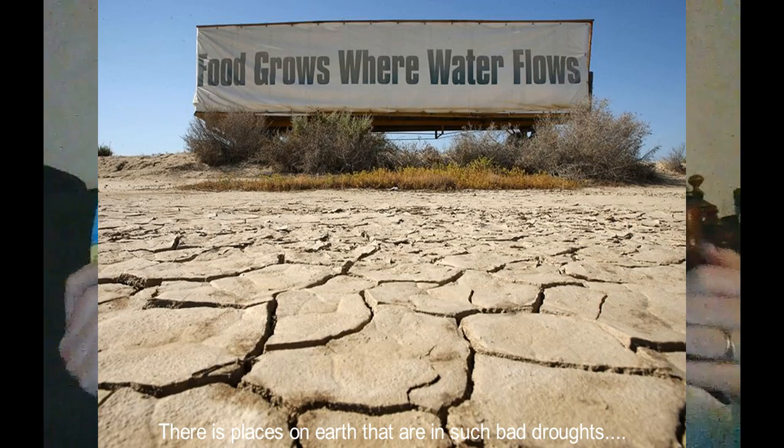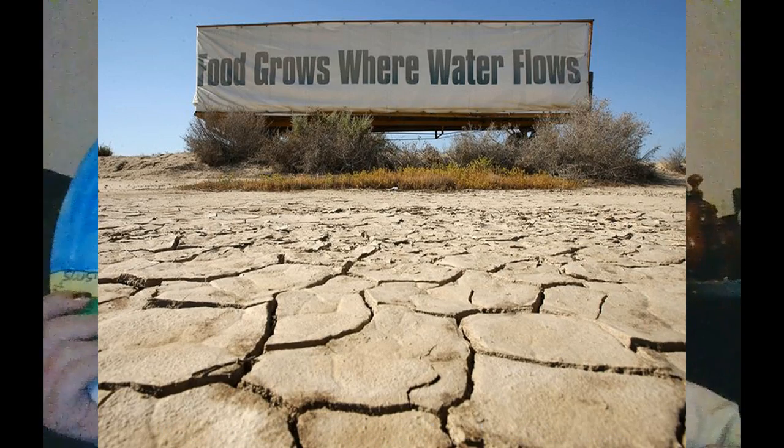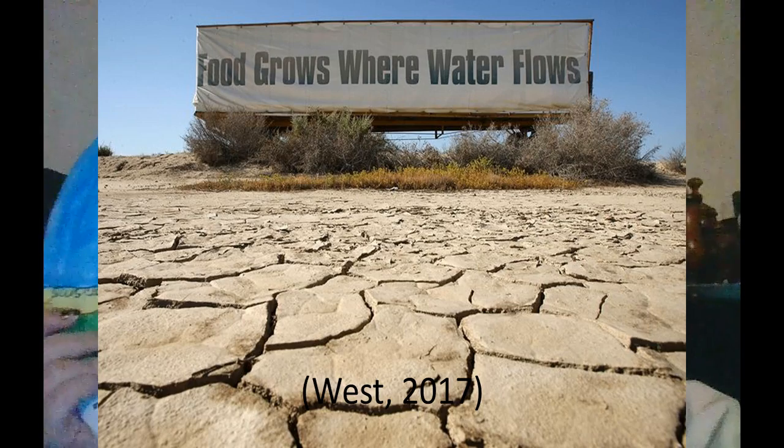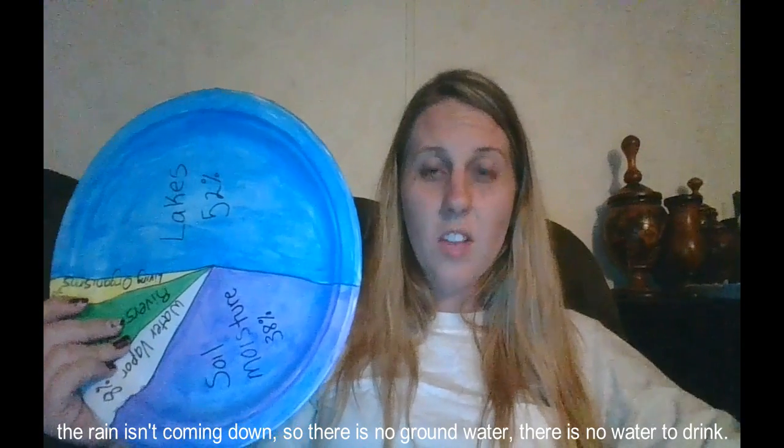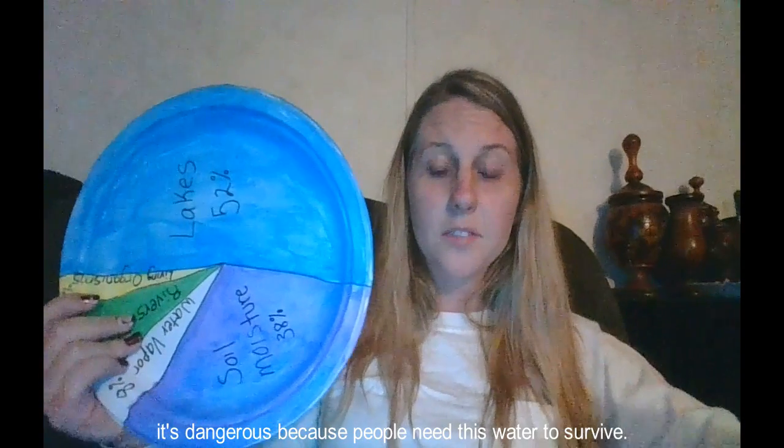There's places on Earth that are in such bad droughts. The rain isn't coming down. So there's no groundwater. There's no water to drink. The lakes are drying up. The rivers are drying up. It is dangerous because people need this water to survive. This is the type of water we're talking about. It's not that the earth is running out of water, but we're running out of accessible water in certain areas of the earth because of droughts.